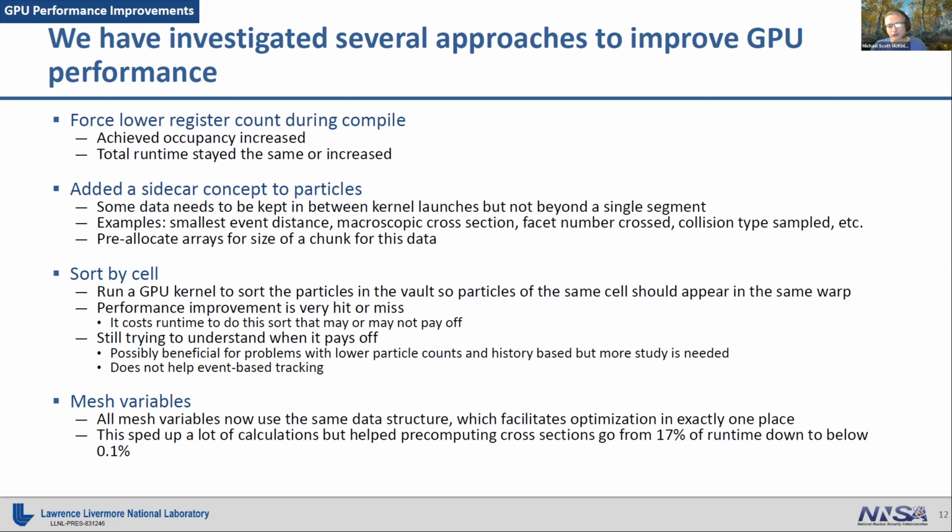We also did mesh variables. The idea behind it is, if you're down at the cell level, your temperature, your density, your scalar flux tallies, whatever, store those in a continuous array that's easy to access. And by doing that, we actually had certain things go way down, like the pre-computing of cross sections went from 17% of the time down to 0.1%.